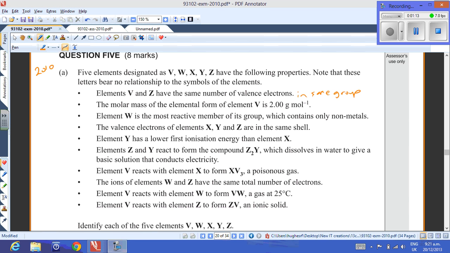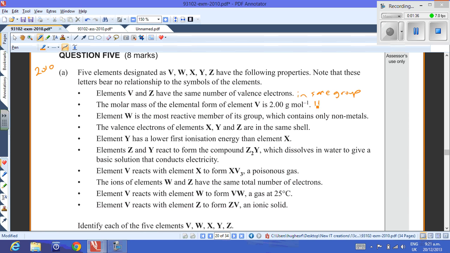The second bullet point, the molar mass of the elemental form of element B is 2 grams per mole. Now, if you look at your periodic table, you should find that there is only one element which can have a molar mass close to 2 grams per mole, and that's hydrogen. What they mean in its elemental form is that hydrogen at room temperature and pressure exists as H2 gas, and that will give you a molar mass of 2 times 1 gram per mole, which is 2 grams per mole. So that element B is hydrogen. They have to give you one to start with. So B is equal to hydrogen.